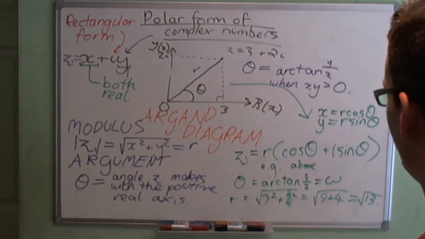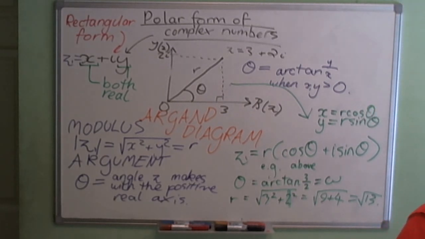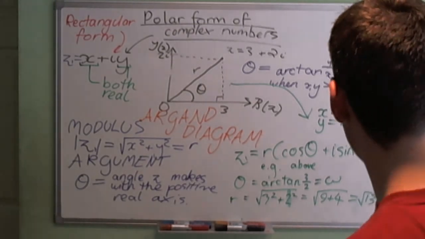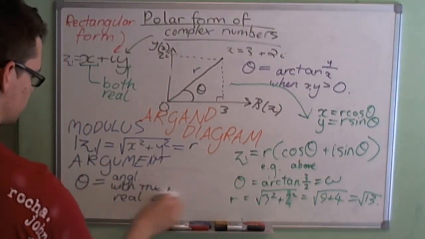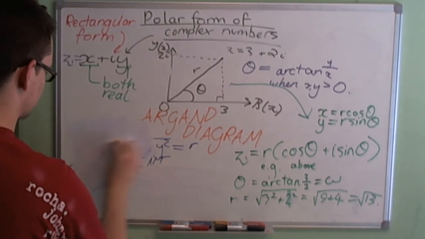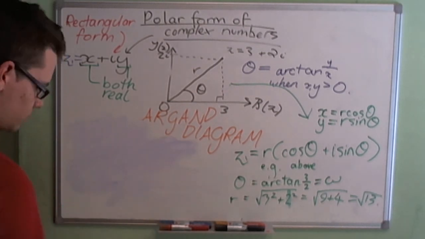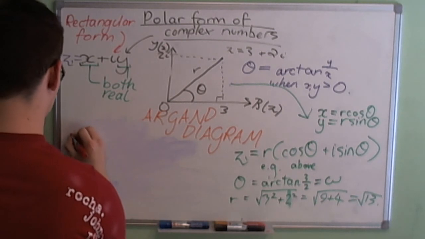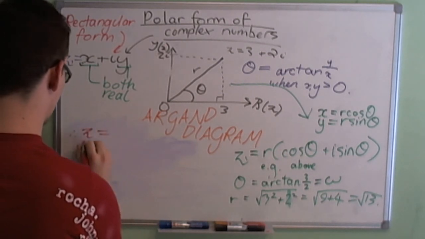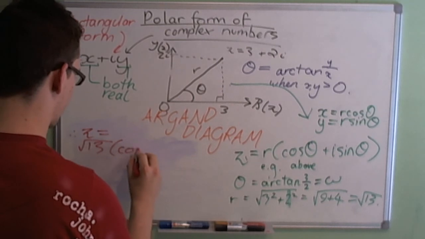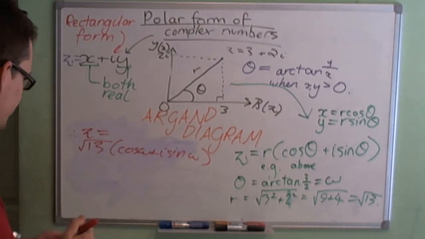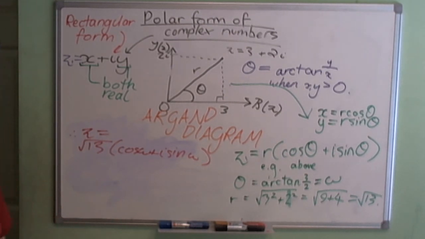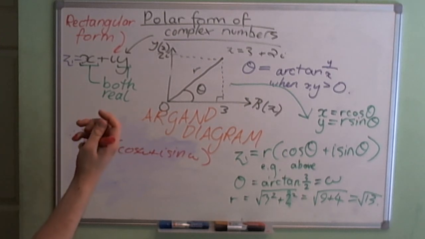That means that the complex number can then be written. Let me just create some extra space. z is equal to root 13 times cos omega plus i sine omega. Okay, that's an example of the polar form of complex numbers, how it can be applied.